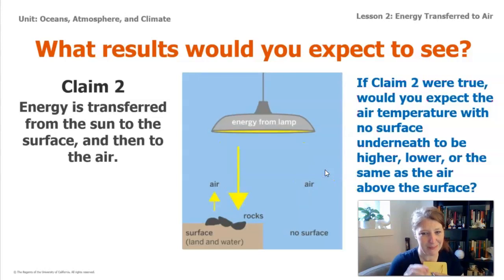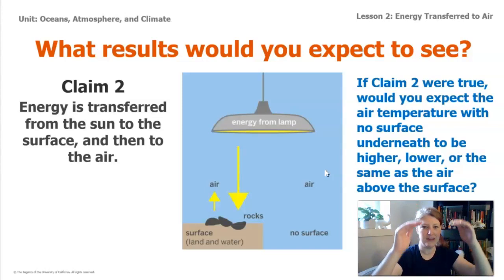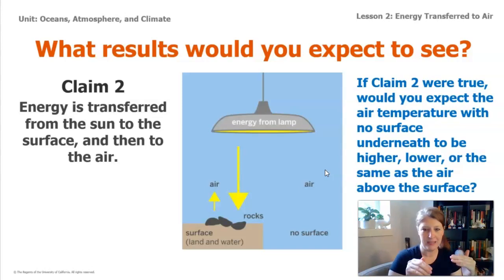Okay, welcome back. I hope you did pause it. If you didn't pause it, for real, pause the video, write down your thoughts, and then hit play again. Okay, so for claim 2, if that were true, what would you expect? So claim 2 is that energy is transferred from the sun to the surface of the earth, passes right through the atmosphere without affecting it at all, and then from the surface to the air. And so if claim 2 were true, would you expect the air temperature with no surface underneath to be higher, lower, or the same as the air above the surface? So in both times, think about the air with no surface, and what do you think would happen?